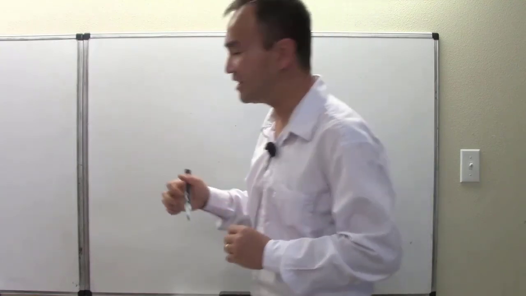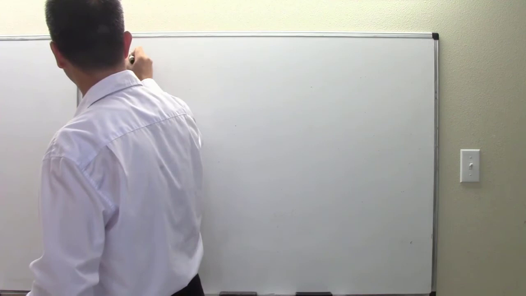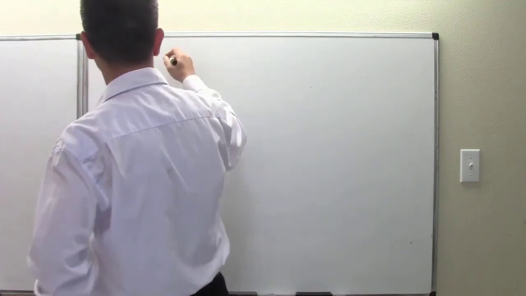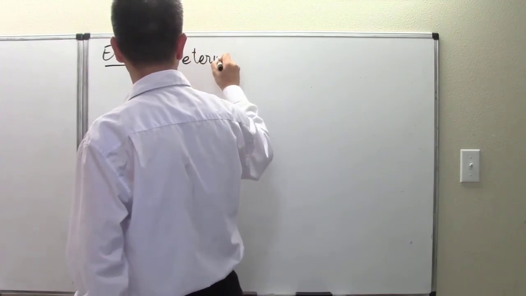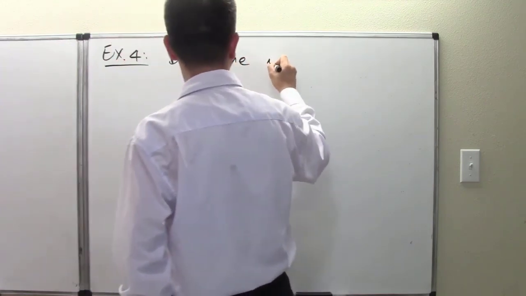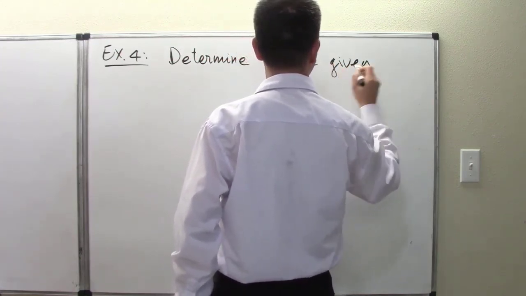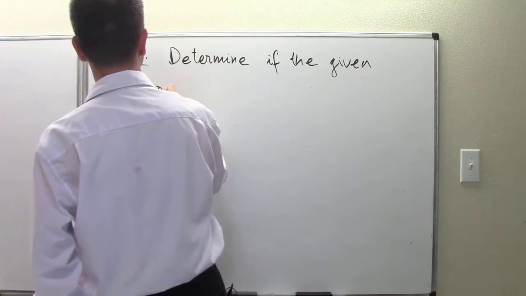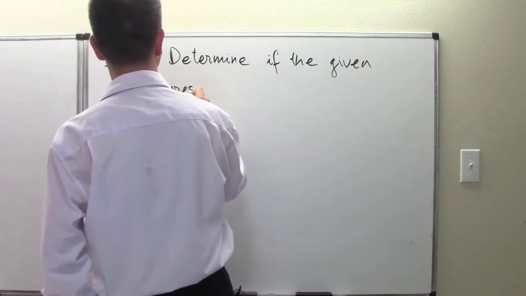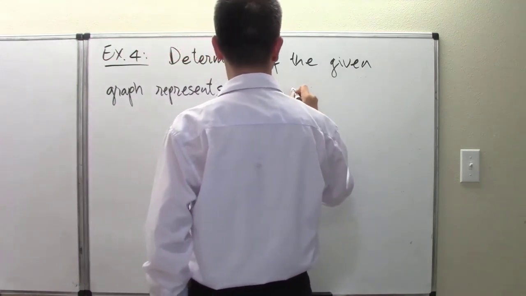All right, so now for our example 4 here, the instruction says: determine if the given graph represents a function.